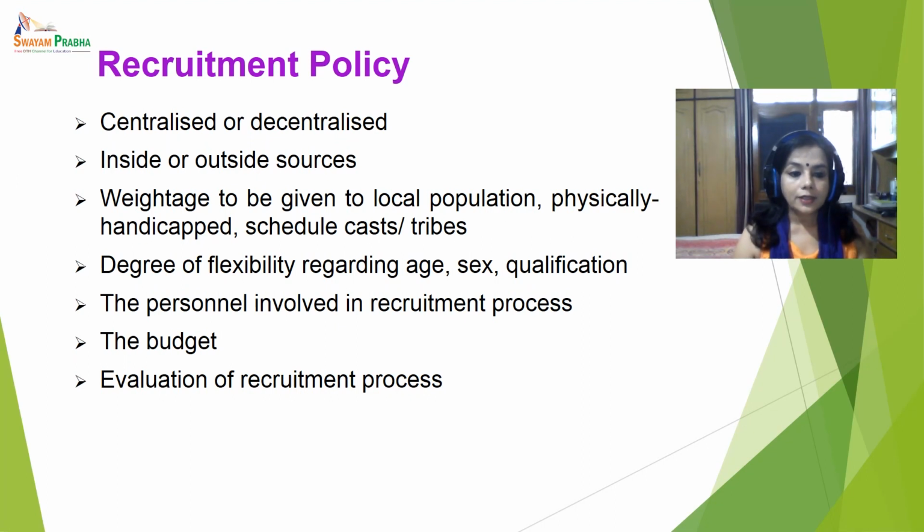Then next is inside or outside sources, whether you will depend upon the internal sources of recruitment or the external sources of recruitment. If a combination of two, in what proportion, or for what type or what level of jobs. Then weightage to be given to local population, physically handicapped, scheduled castes and scheduled tribes. Now you know that we have already discussed that there are certain legal and social obligations which an organization has to fulfill.